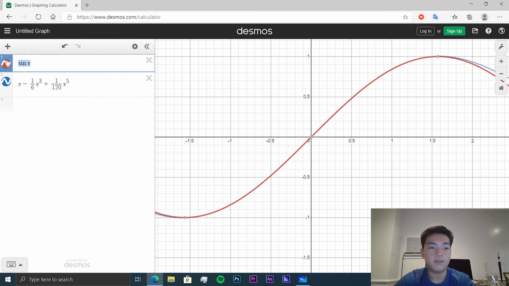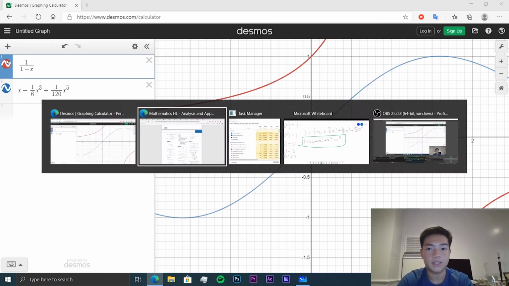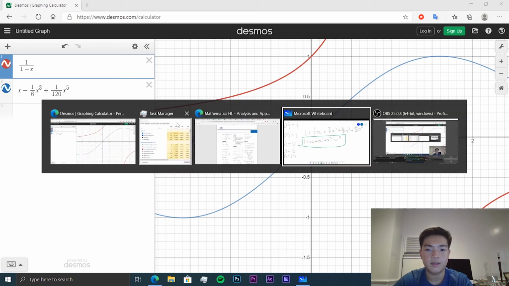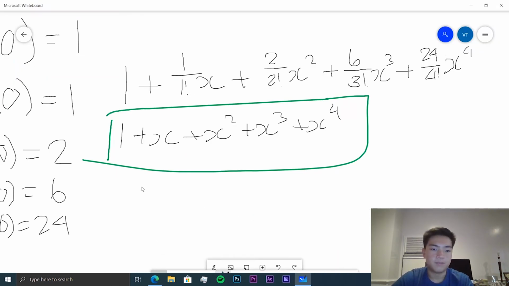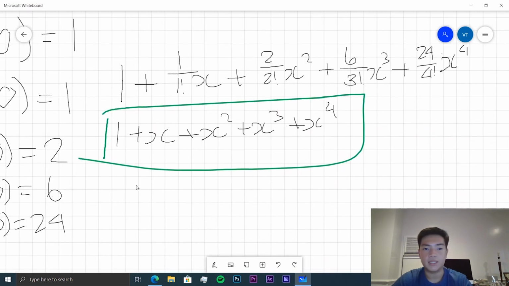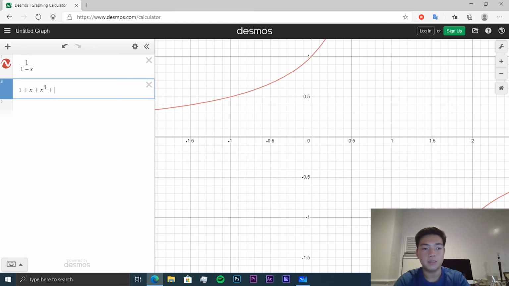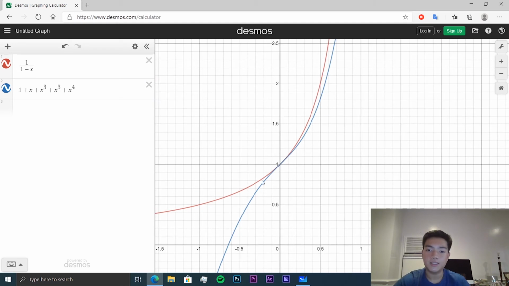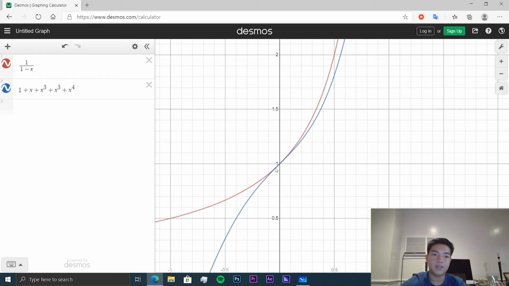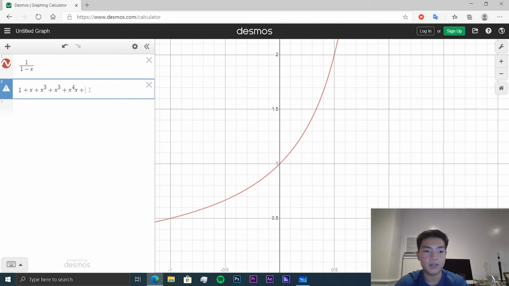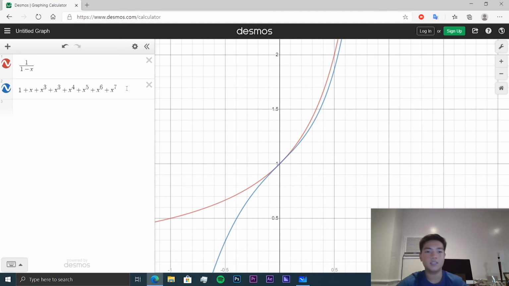So if we have the graph of 1 over 1 minus x, and the other graph of 1 plus x plus x squared plus x cubed plus x to the 4. As you can see, it approximates it relatively okay near the origin. If we were to keep on going, plus x to the 5 plus x to the 6 plus x to the 7, as you can see, it gets closer and closer to approximating our function. So this is a reasonable approximation.